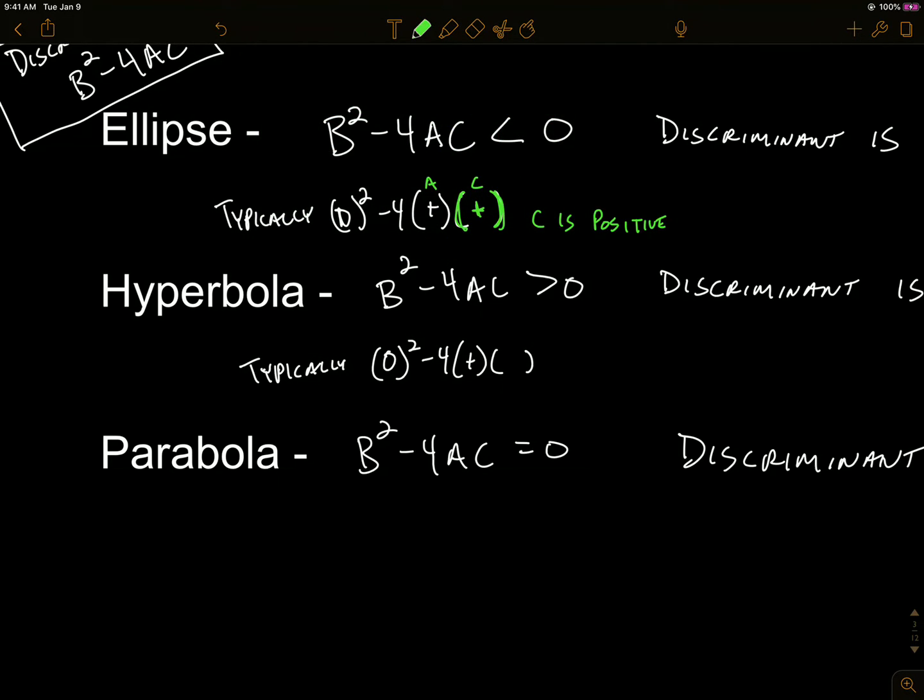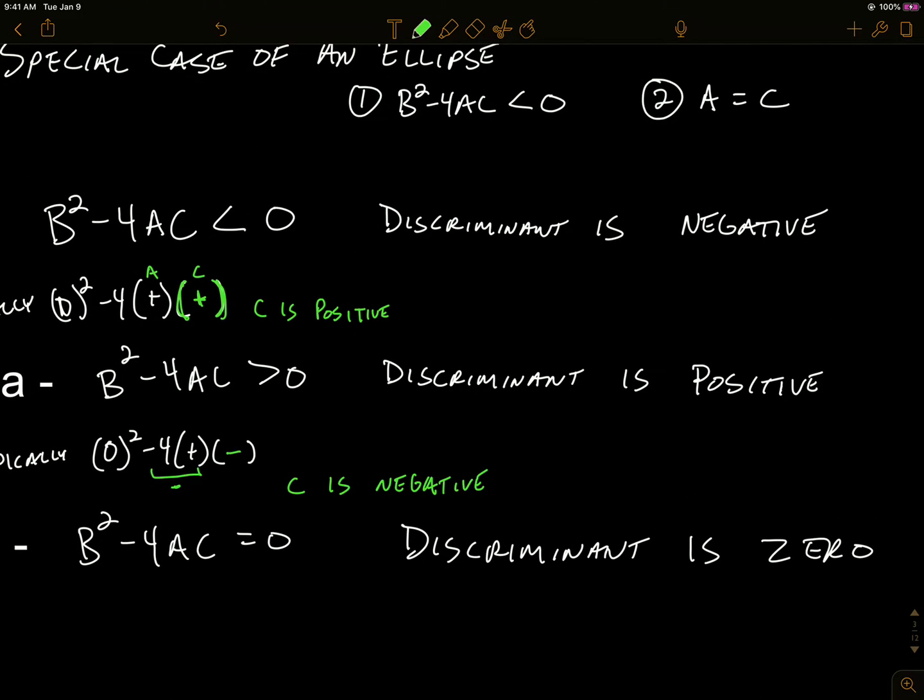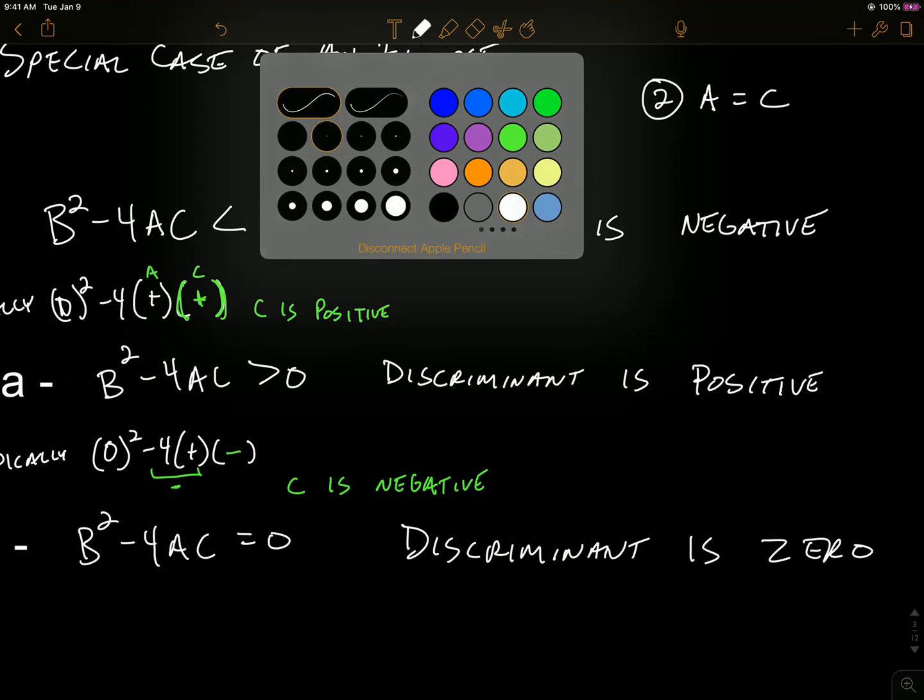For this whole thing to turn out to be positive, I'm going to have a negative 4 times a positive. That part right there is going to be negative. So I need this to turn out to be a positive, so that means that this c better be negative. So typically c is negative if a is positive.